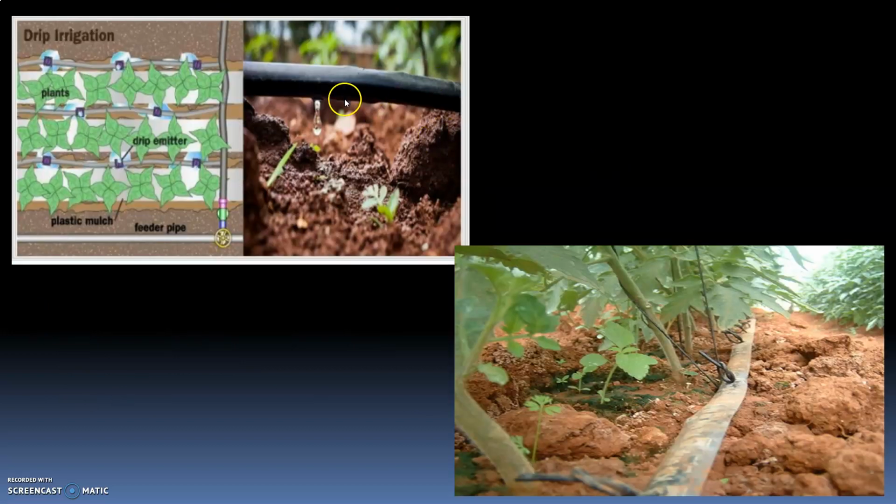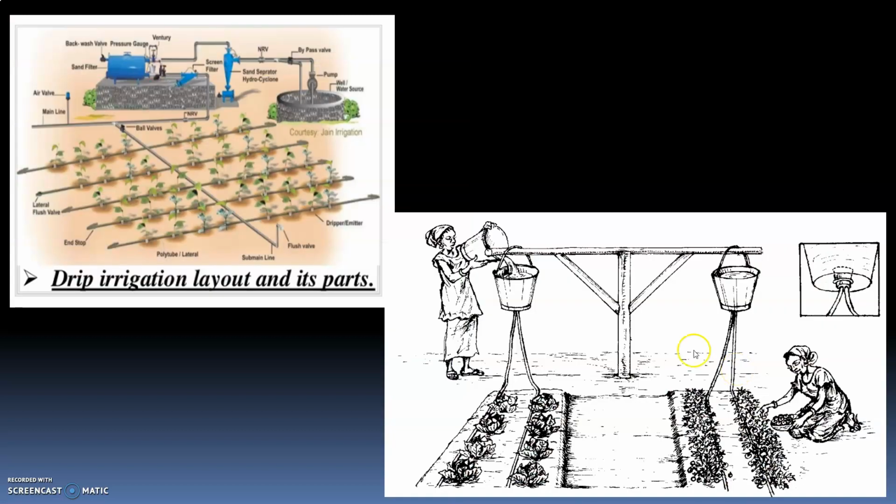You can see here, this is a drip irrigation. See, the water drops like this. You can see here. This is the layout and its parts.